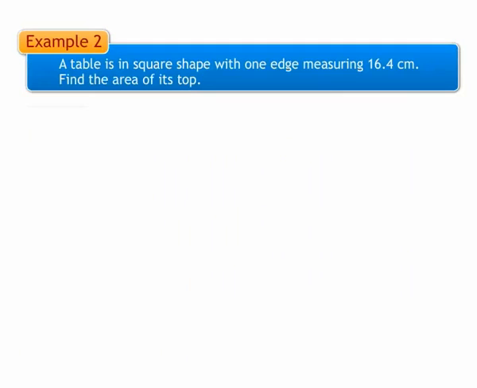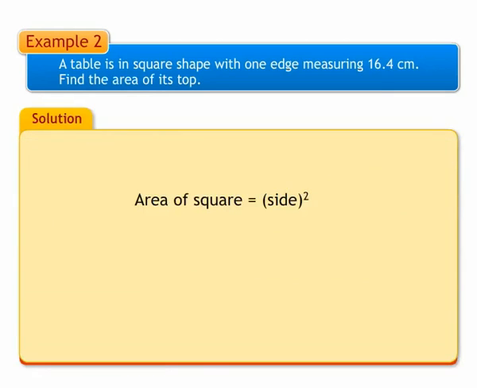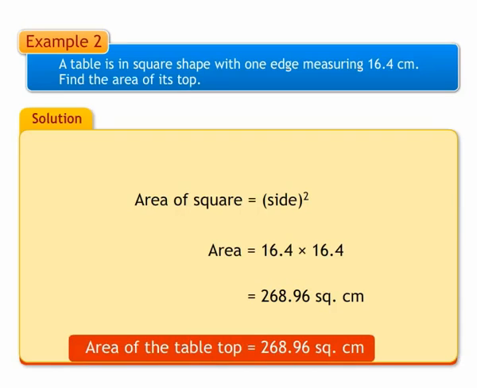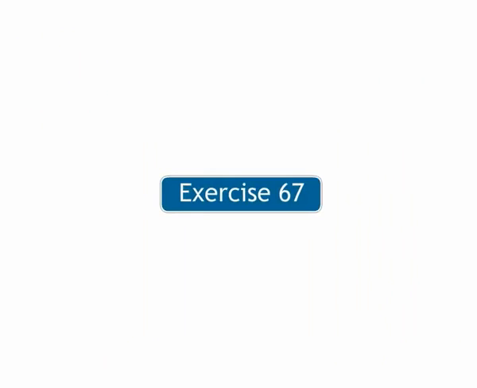Example 2. A table is in square shape with one edge measuring 16.4 centimeters. Find the area of its top. Solution. Area of square is side square. Substituting values, we get 16.4 into 16.4, which is 268.96 square centimeters. Therefore, area of the tabletop is equal to 268.96 square centimeters. Let us solve the sums from exercise 67.